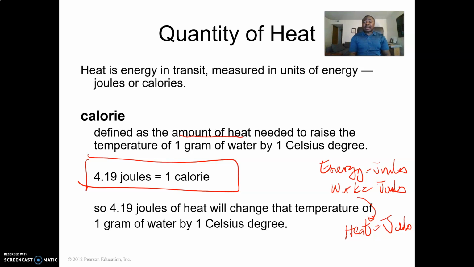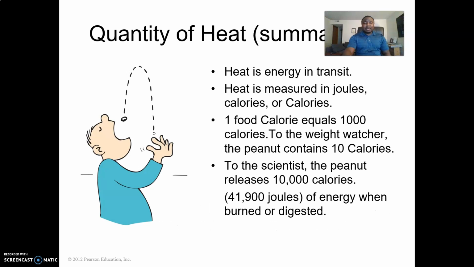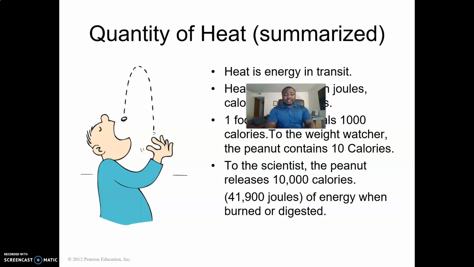And if we define 4.19 joules to be equal to 1 calorie, what we're saying is that 4.19 joules of heat is needed to change the temperature of 1 gram of water by 1 degree Celsius. You understand? So that's basically the definition. And here you see the different suffixes or prefixes that we can have. 1 kilocalorie, or Calorie with the capital C, is the heat needed to change the temperature of 1 kilogram of water by 1 degree. So it's still the same thing that we talked about in the same slide. So let me try to summarize everything that we have said so far.